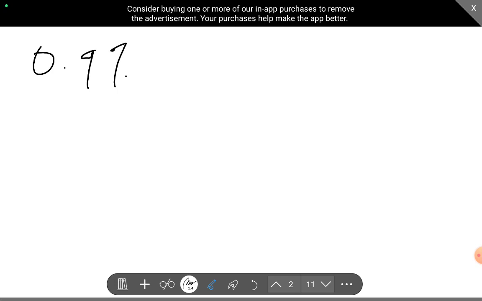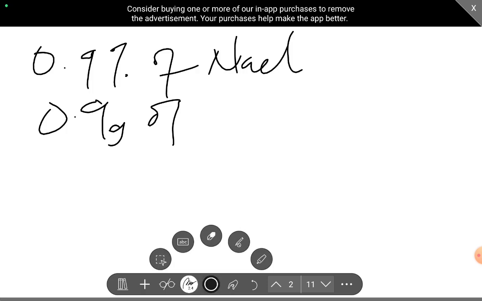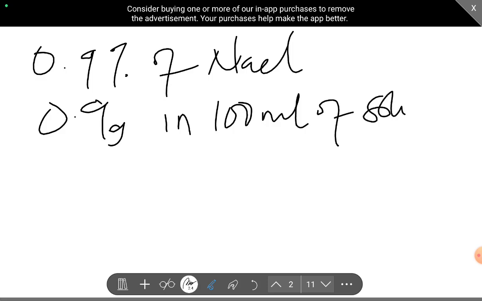0.9% sodium chloride is a typical example of a physiologic fluid. Now, the interpretation of 0.9% sodium chloride is simple. It's just as if you are saying 0.9 gram in 100 milliliters of solution of sodium chloride.